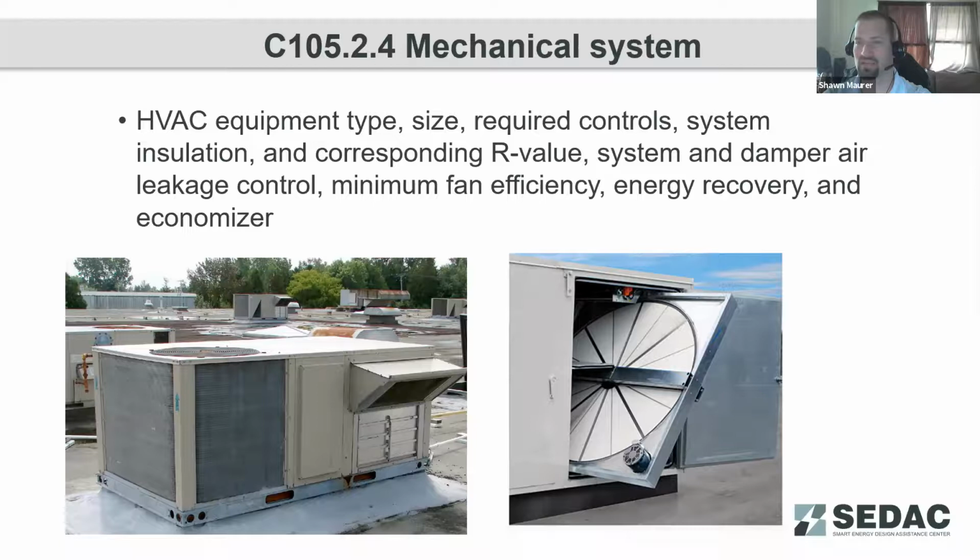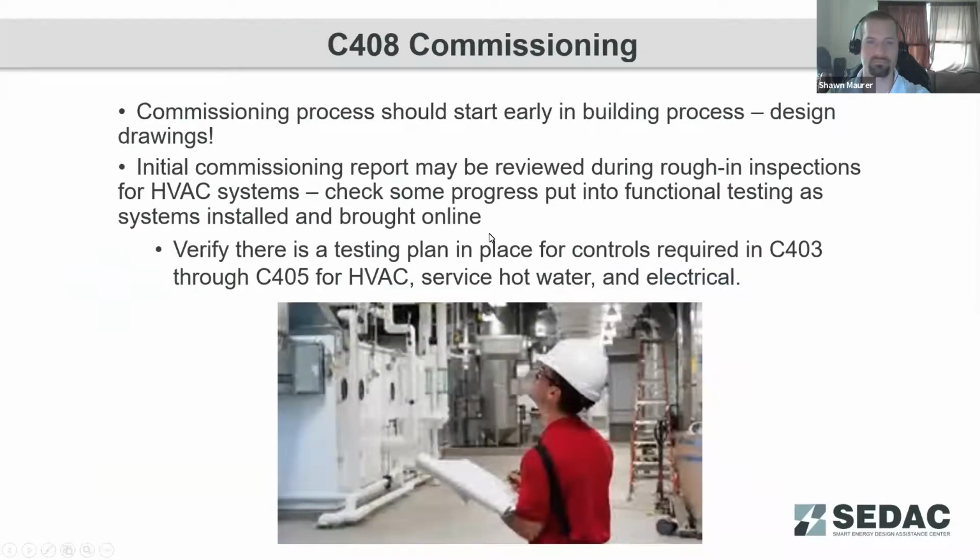The system and damper air leakage controls are properly in place and documented for both dampers and for duct installation. The minimum fan efficiency is correct. Energy recovery devices are in place where they are required, and the economizer is in place where required, properly set up for the type of economizer that's installed and the design outdoor conditions. So there's a lot to go over here.